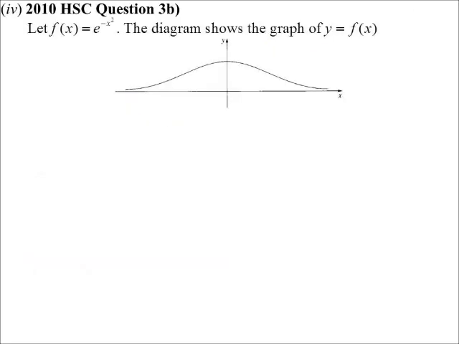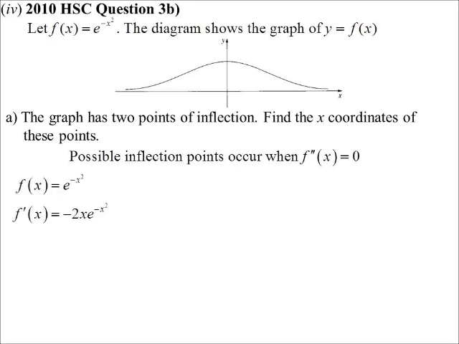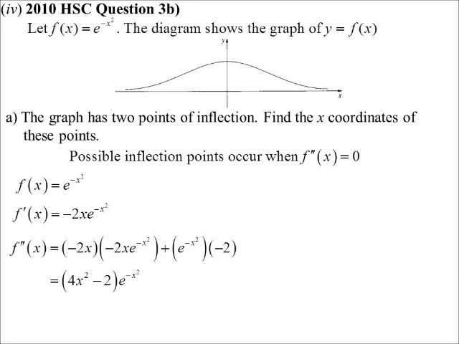Let's have a look at an HSC question. So they gave us e to the minus x squared. They've told us it has 2 points of inflection, in case you couldn't tell. They want us to find the x coordinates. So, okay, we know possible inflection points are going to occur where the second derivative equals 0. Well, there's my first derivative. Differentiate again, I've got my second derivative. So I want to solve that as equal to 0. Now in this case, I've got the answers x equals plus or minus 1 on root 2.